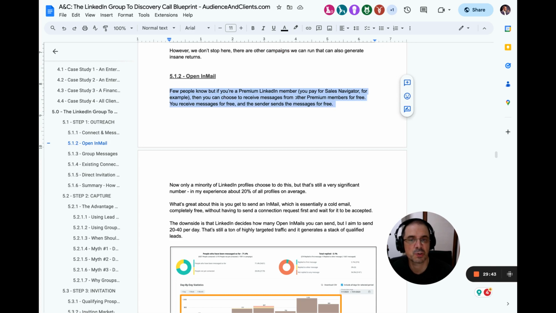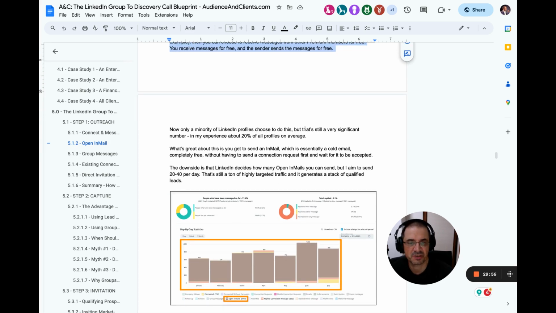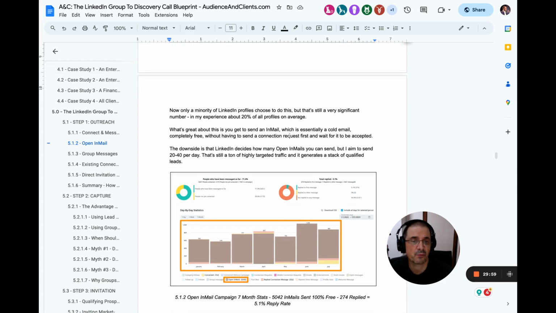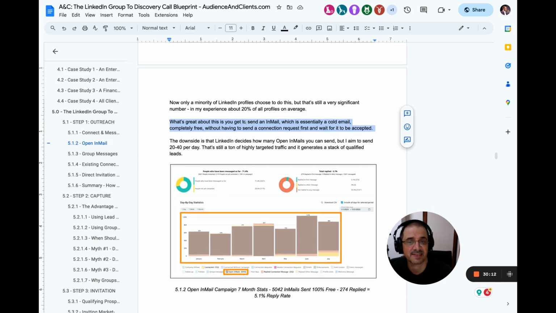then you can choose to receive messages from other premium members for free. You receive messages for free and the sender sends the messages for free. Now, only a minority of LinkedIn profiles choose to do this, but that's still a lot of people. In my experience, about 20% of all profiles on average, including me. What's great about this is you get to send an InMail, which is essentially a cold email, completely free without having to send a connection request first and wait for it to be accepted.